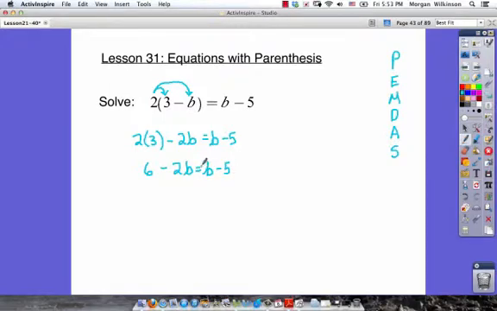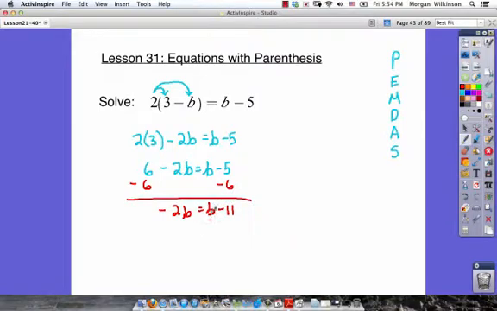Now what we have to do is figure out what b is equal to. So we want to go ahead and move all the b's to the left-hand side, and we want to move all the constants to the right-hand side. Let's start by moving the constants to the right-hand side so we can figure out what b is. I'm going to subtract 6 because the opposite of positive 6 is negative 6. When I say 6 minus 6, that's 0. What I have to do on one side, I'm going to do on the other side. So I'm going to subtract 6. What we're going to be left with is negative 2b is equal to b minus 11. Because negative 5 minus 6 more is negative 11.